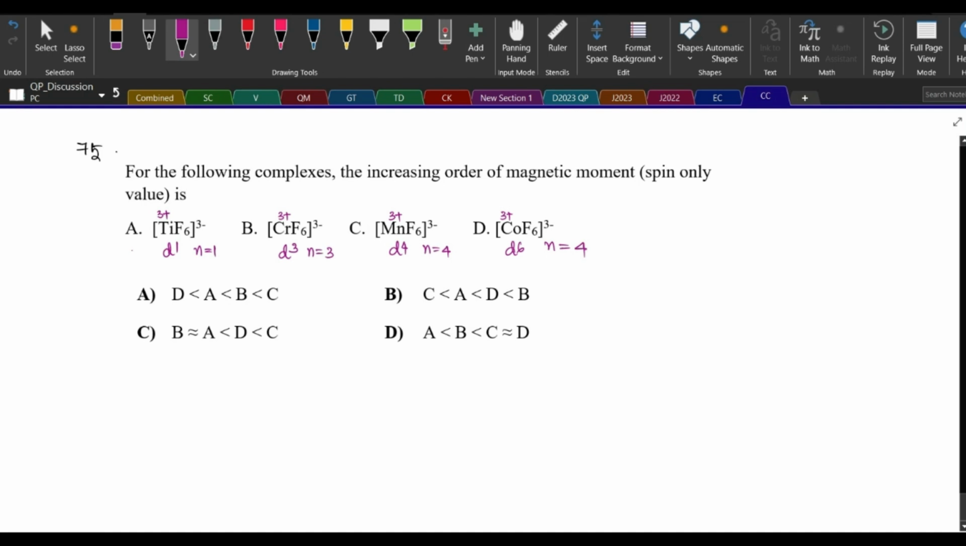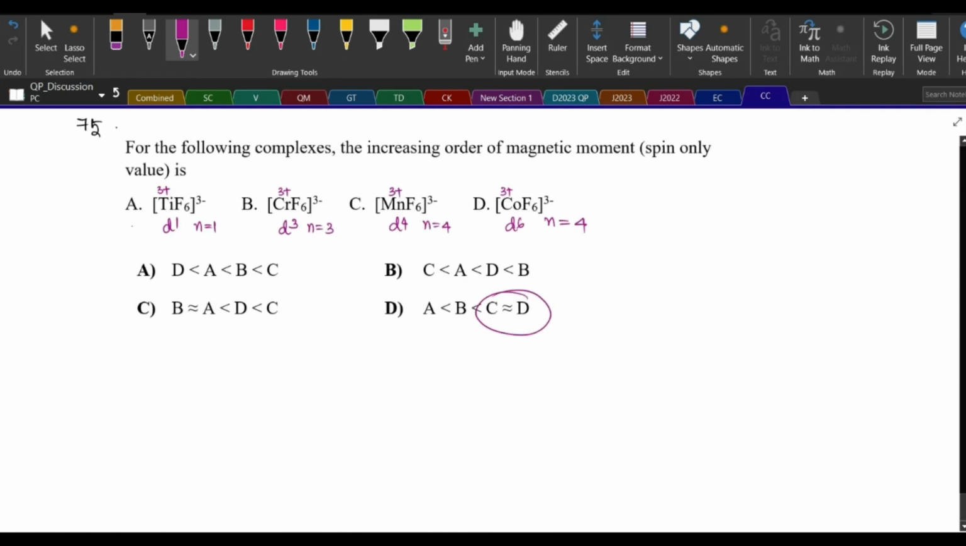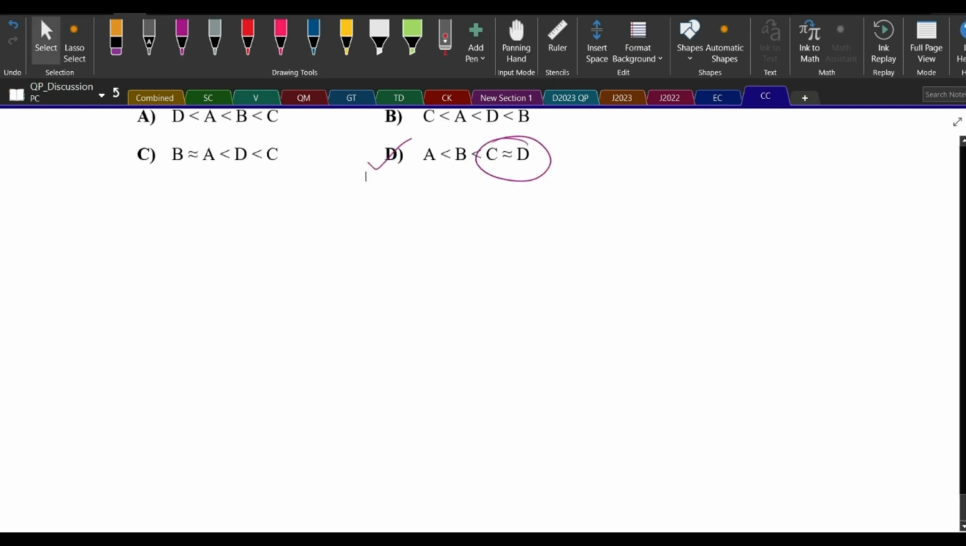So C and D will come out almost the same. Option D. Not C. Did I say C earlier? Not C. It's option D. Okay. Next question. Question number 76.